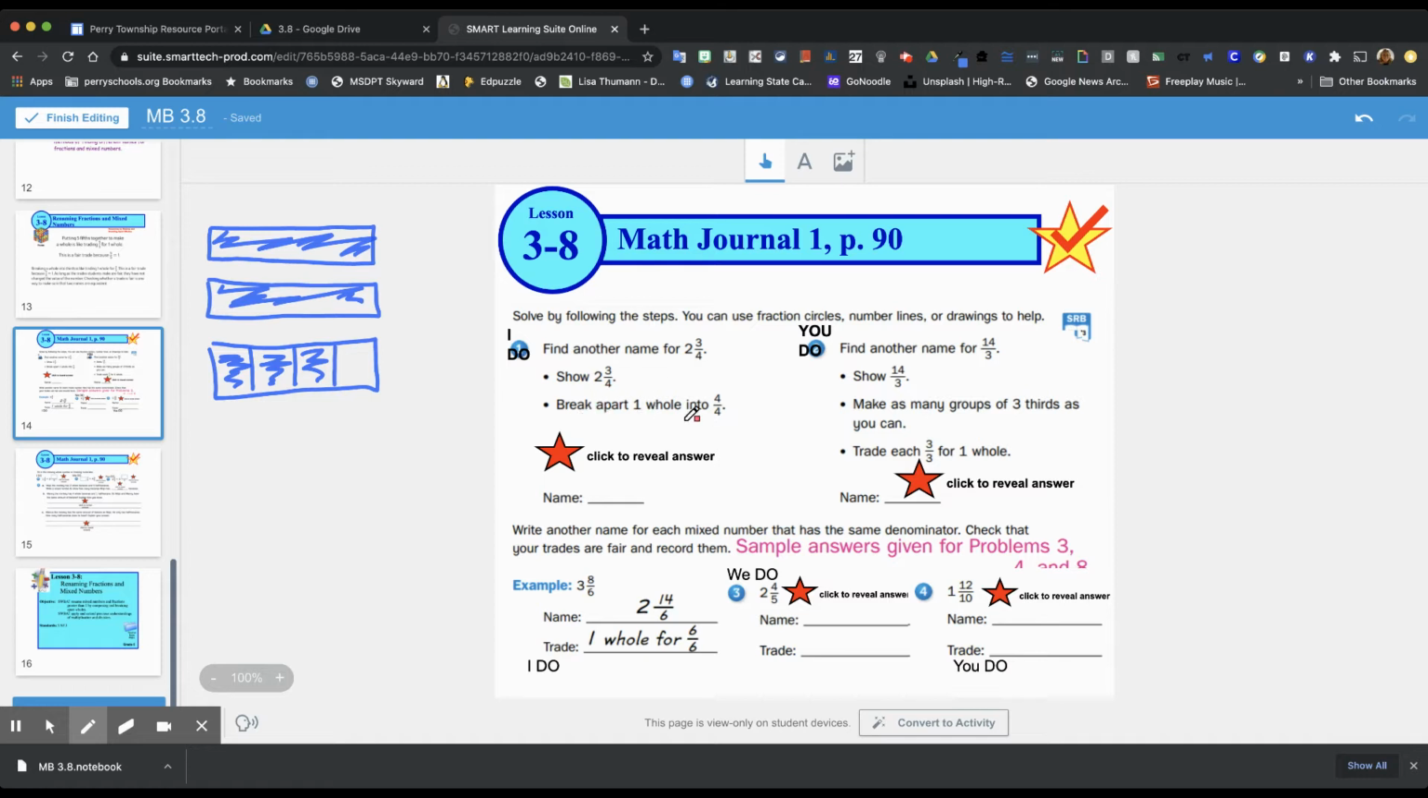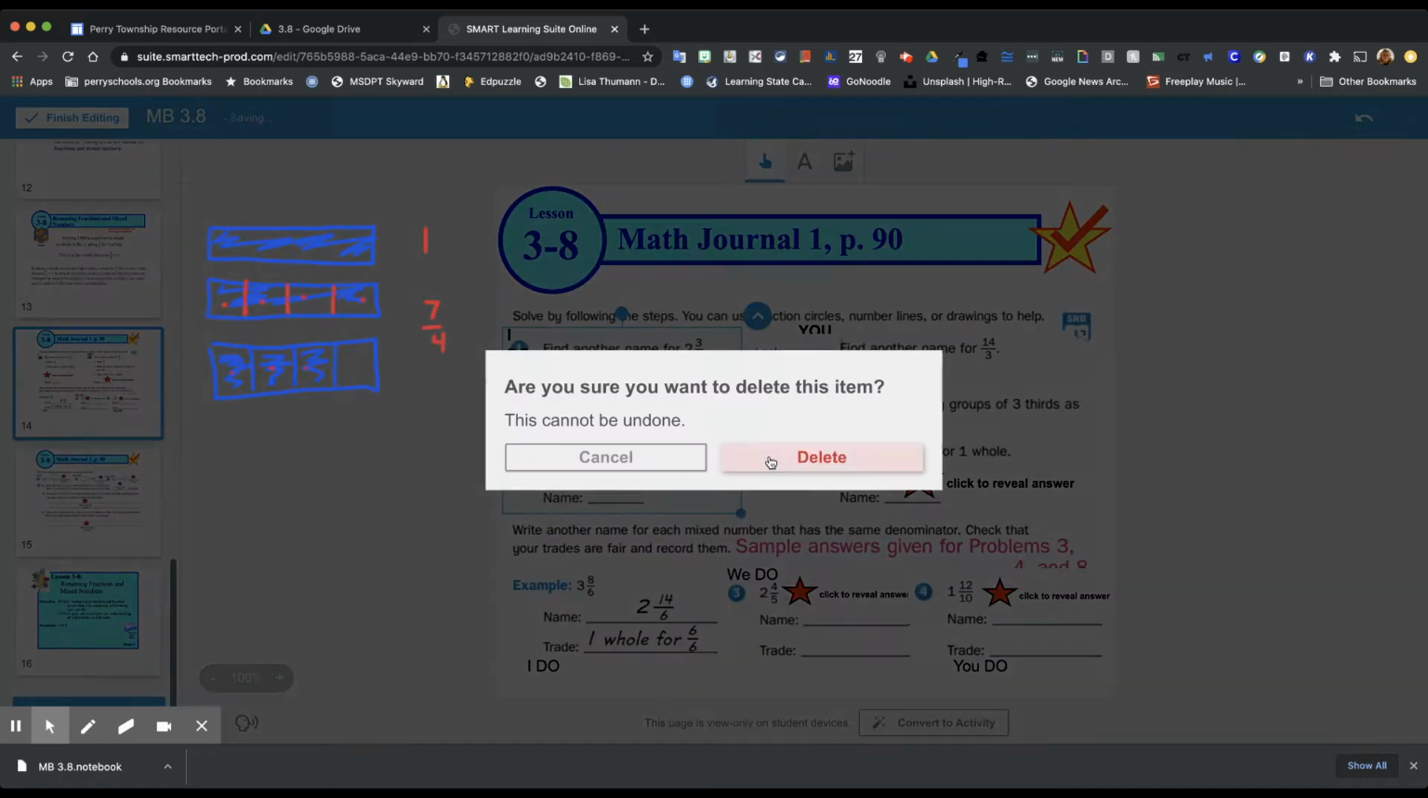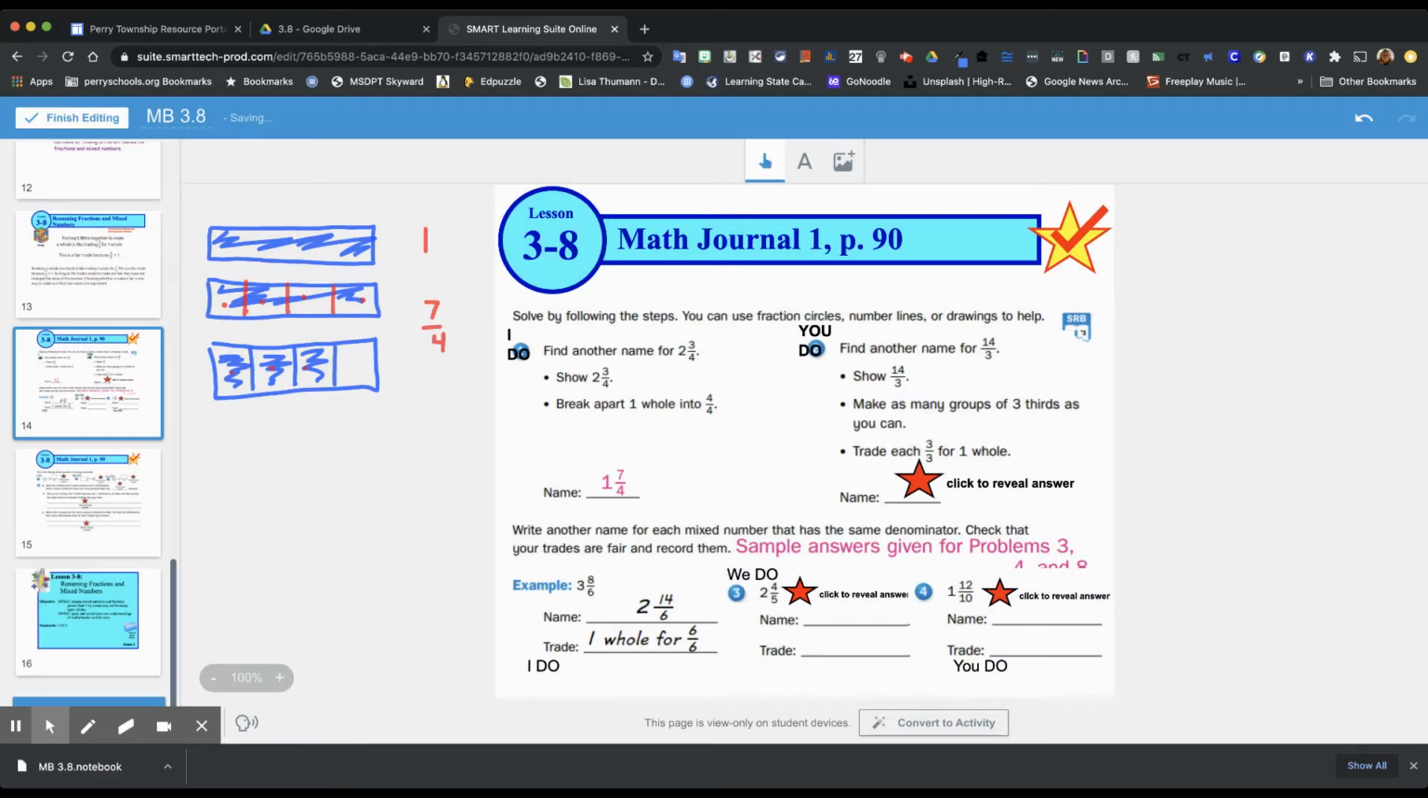I want to break apart one of them into fourths. So I'm going to break this one into fourths here. So now I have 1, 2, 3, 4, 5, 6, 7, 7/4. Let's take a look at what they've got here. 1 and 7/4. So you see that I traded 1 for 4/4.